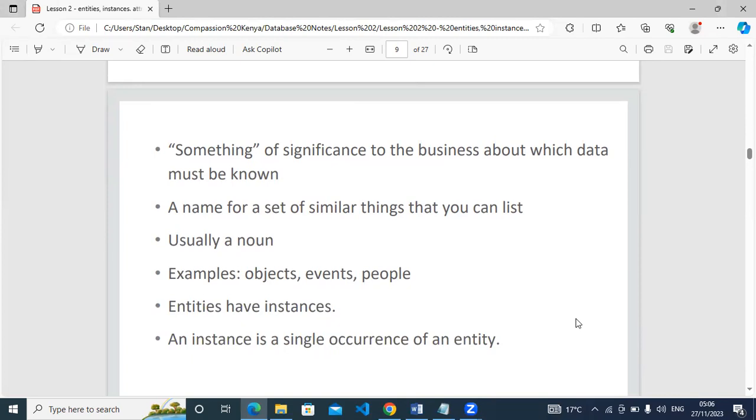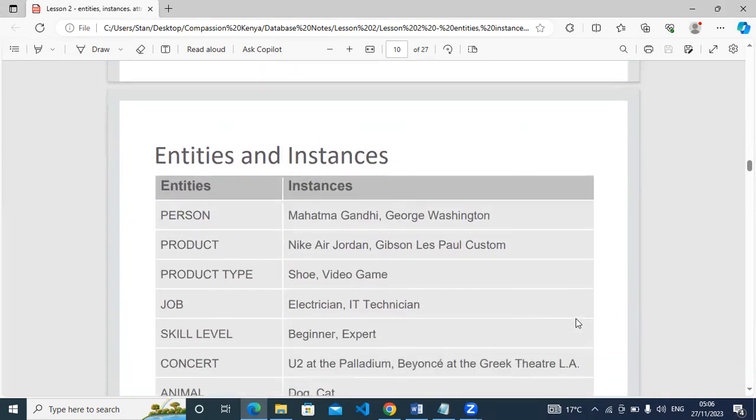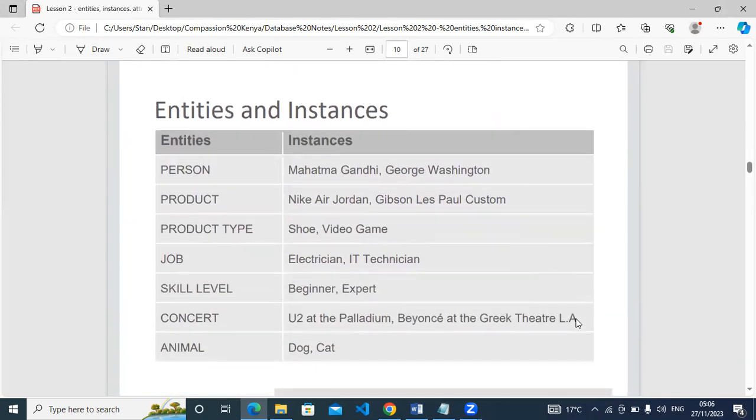And one thing you'll find is that entities have instances. We say an instance is a single occurrence of an entity. If we look at a table here, we have entities and we have instances. For example, we can have a person, and this person has an instance, which is a name, maybe Mahatma Gandhi or George Washington.